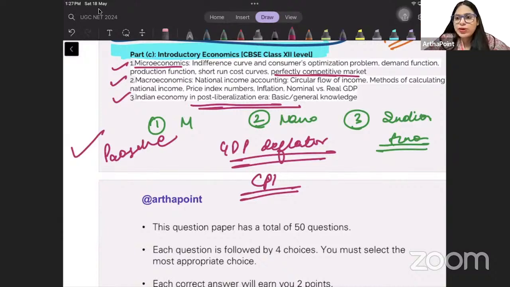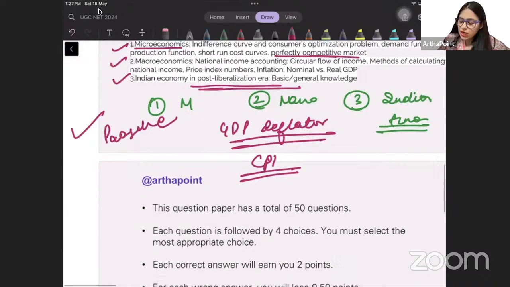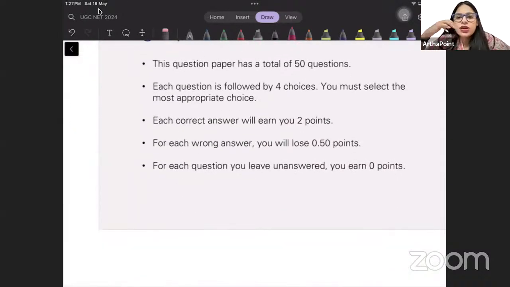You should not be skipping any of these points. Now let me take you through the question paper. There will be 50 questions, and each question will have 4 choices. This is completely an MCQ paper.